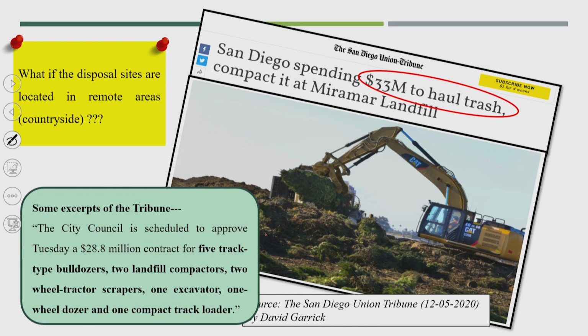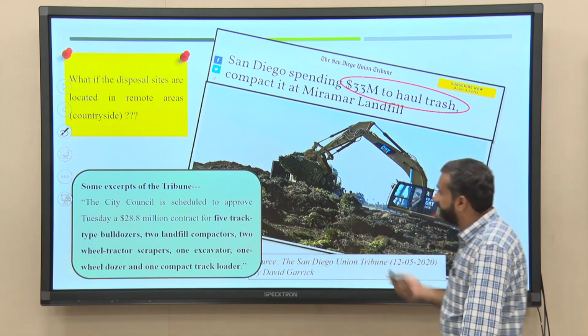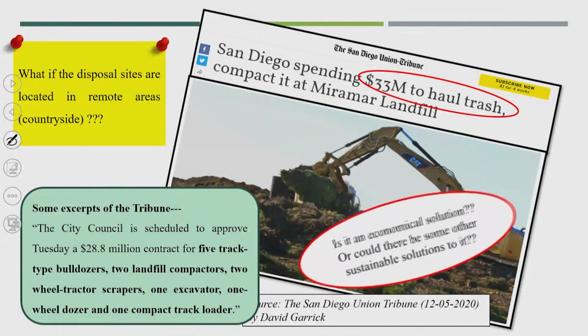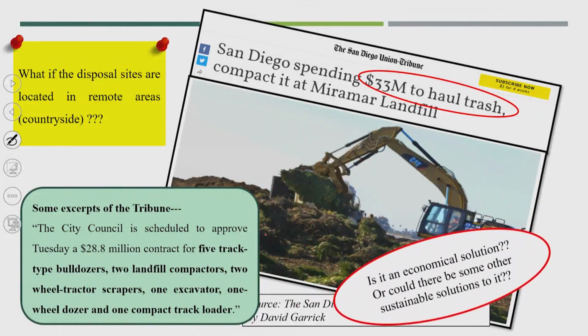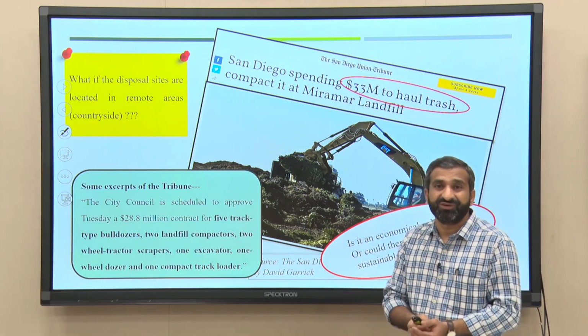So, you see that if the disposal site is located far away, it will not be economical. This is one of the examples. You see that it is a very costly process. So, what will be the economical solution for this? What solution can such cities finalize for this?